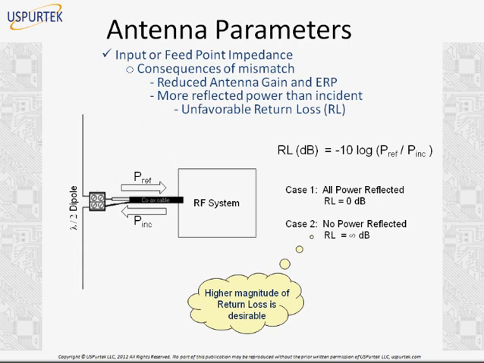And in fact, there is a term describing this. It's called return loss. Now, return loss mathematically, we take it as 10 times log of the reflected power to incident power. So let's consider one case where all power is reflected because the impedance mismatch is so much that really no power is going into the antenna. All of this is reflected back to the RF system. In that case, RL will be 0 dB. Now, if there is no power reflected, that is another extreme of the ideal case. Then we get infinite. So RL is infinite.